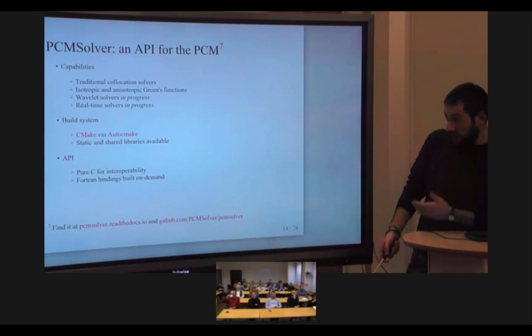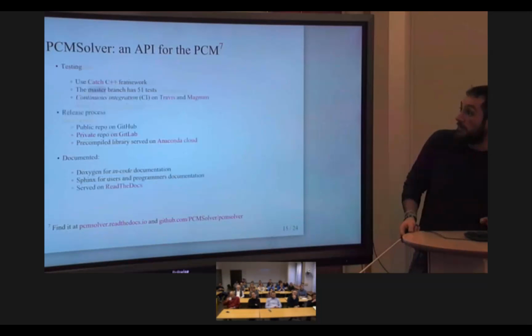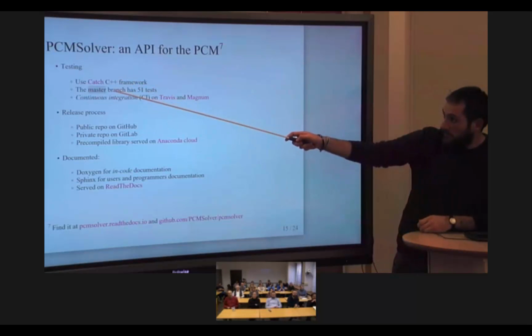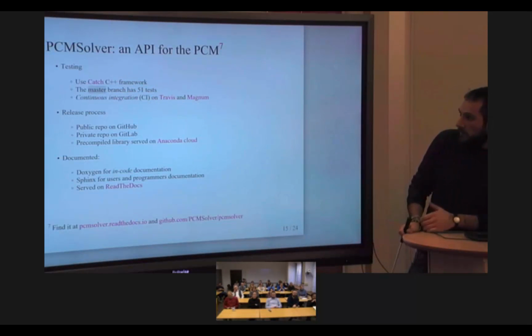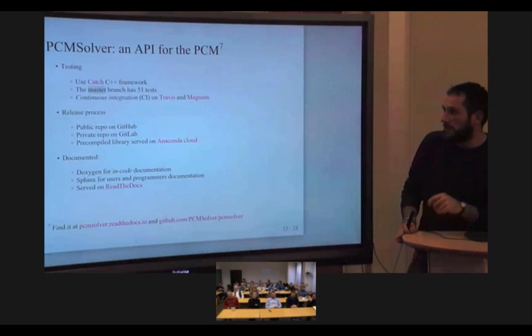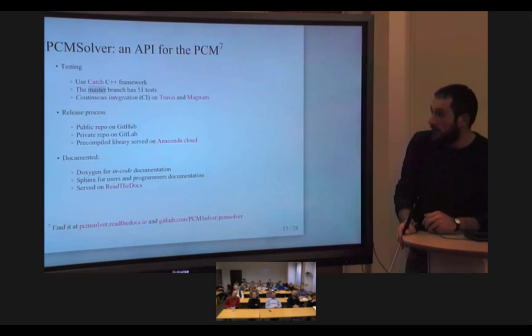The API is written in pure C to guarantee interoperability, but of course we have Fortran bindings that can be built on demand. Testing, I was mentioning, we use this C++ framework for testing. It's called Catch. At the moment, we have 51 tests on the master branch, and we also test independently the whole interfacing procedure. So we have small programs that actually test the API and not only the internals. And we have continuous integration on the master and the release branches and some of the hidden branches, both on Travis CI and Magnum CI, that are two online services.